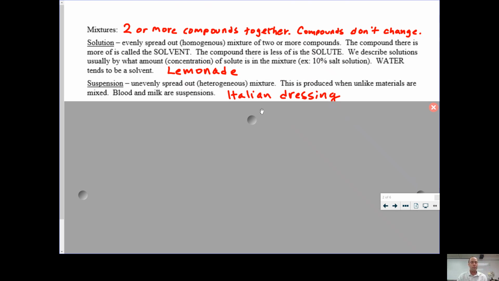A suspension is another type, where you are unevenly spreading out the mixture, and this is because you usually have unlike materials. Things that are ionically charged or polar will be able to be solutes. If it's an oil or something like that, it will be a suspension. Italian dressing is a suspension because the main solvent in it is vinegar, and the other components will be oil and then seasonings, and they don't all mix together, so you have to shake it up before you actually use it.